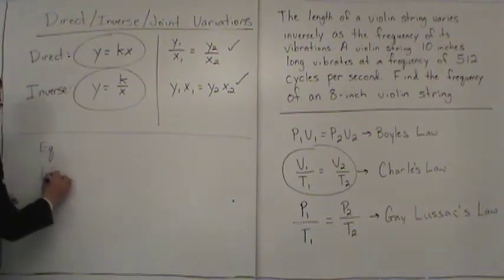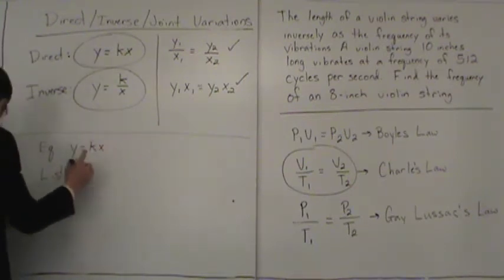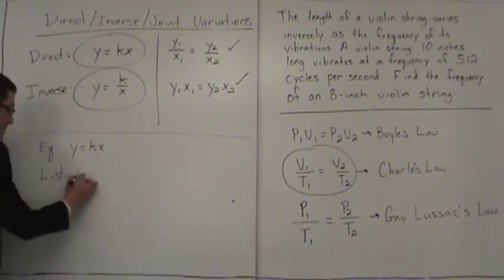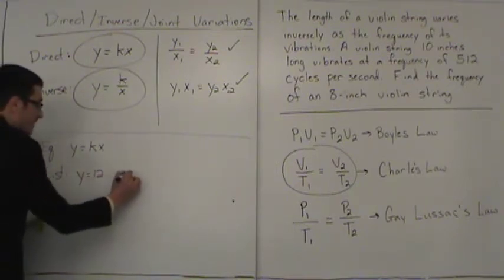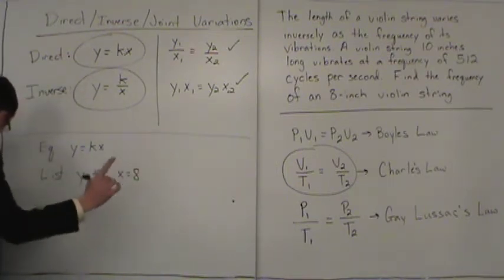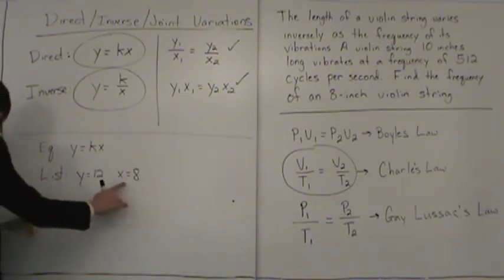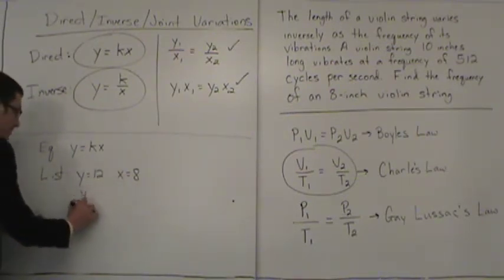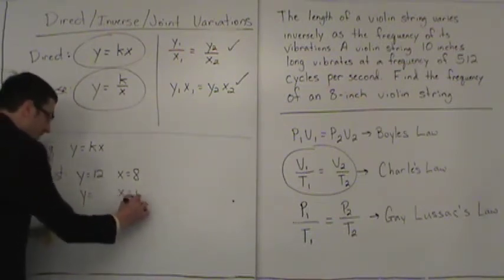It says y varies directly as x, so we write y equals kx as our equation. Our list says y equals 12 when x equals 8. Again, this is problem number 1 on page 590 of your textbook. Y equals 12 when x equals 8. Find y, so y is blank, when x equals 14.